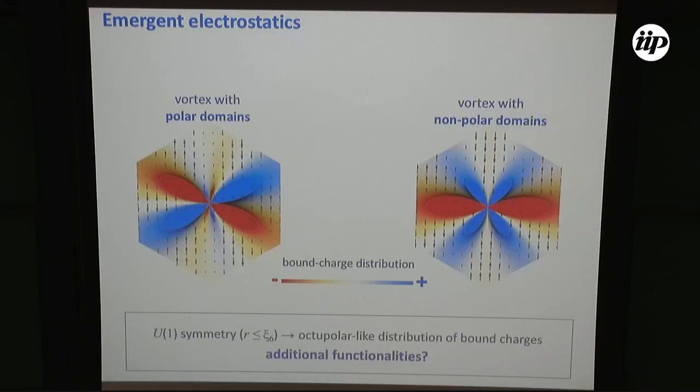It has a sort of orthopolar character, and this is the case for both systems with polar ferroelectric domains and non-polar domains, because inside this U1 region, the two cases become equivalent. So in this sense, the properties that we can find associated to this will be universal.